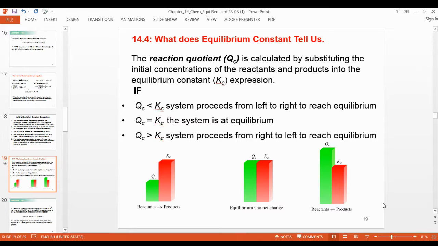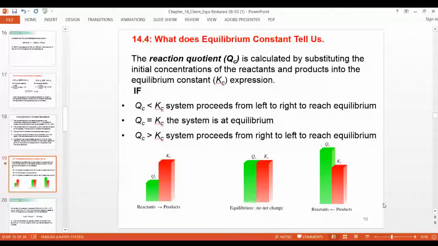So that is the initial concentration you have to write. If you get the Qc value, then you compare this value with the Kc value. If you are getting the Qc value less than Kc, the first point, the system proceeds from left to right. It means the system is in the forward direction. Left to right means the reactant changes to product.